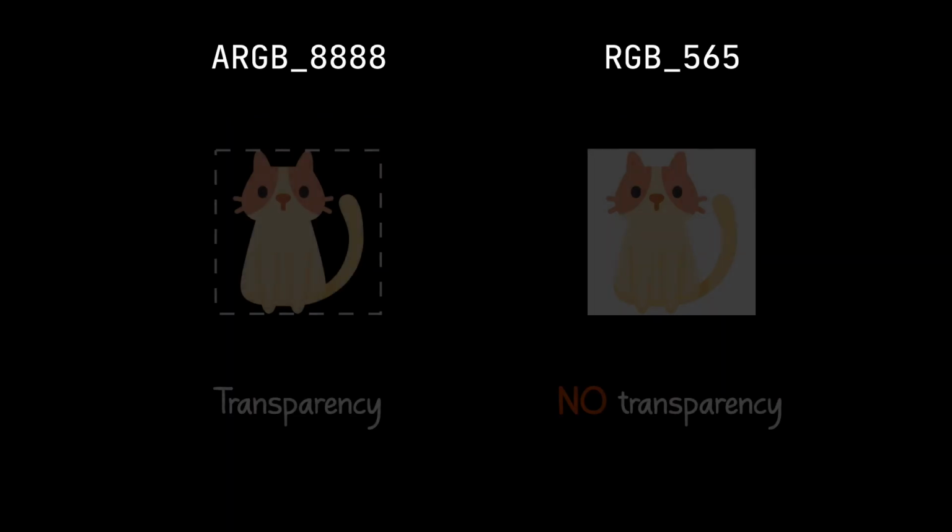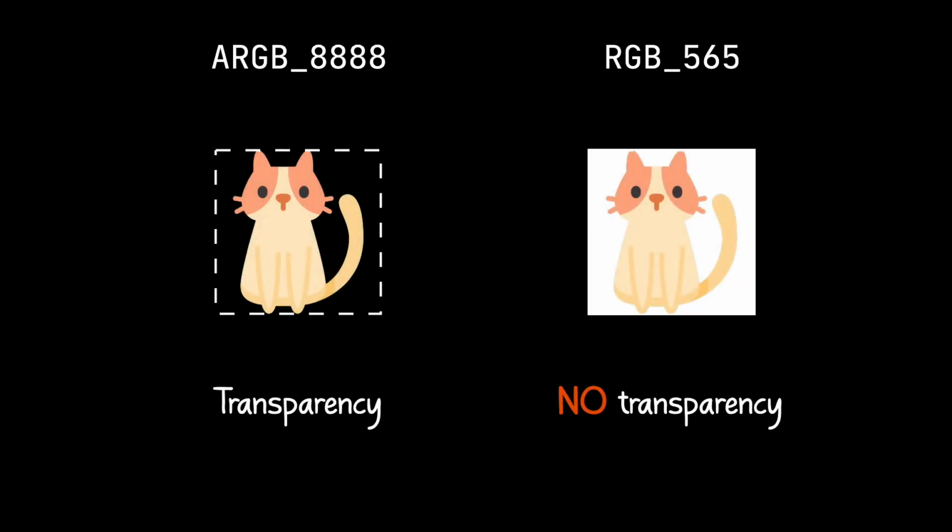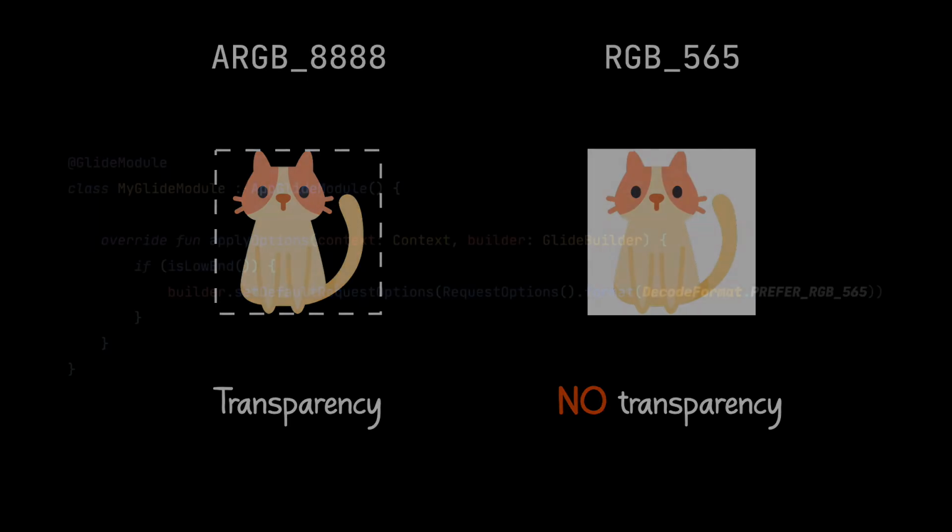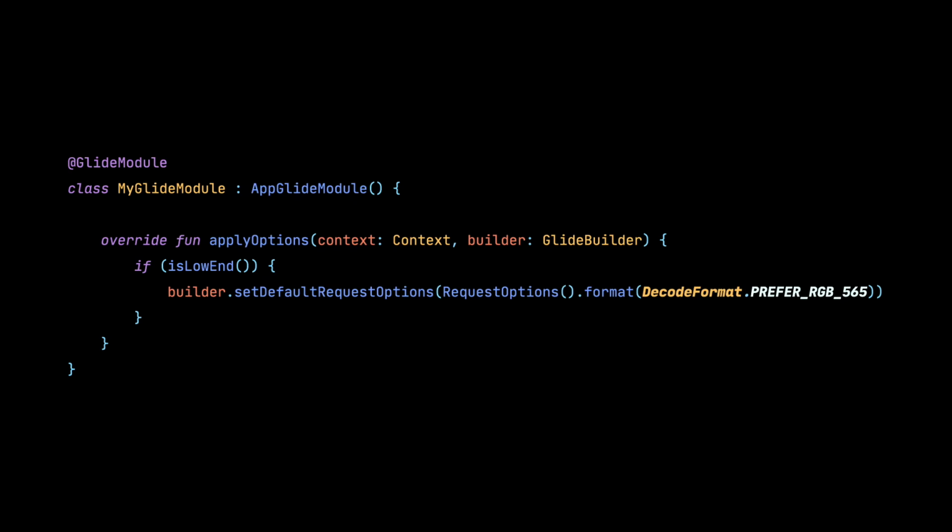But a really important thing, RGB 565 does not support alpha. So you should use ARGB quality if you need to load images that are transparent or partially transparent. I think if you want to quickly get rid of some out-of-memory errors, a good strategy may be to use lower bitmap quality for low-end devices.